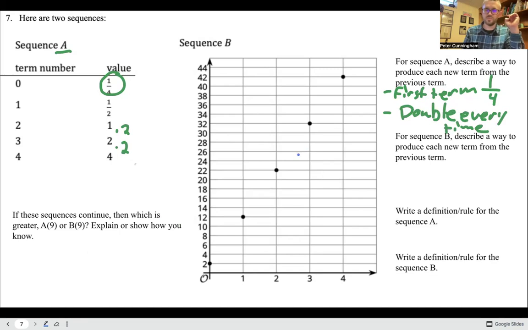All right, sequence B. How about let's make sequence B blue. Describe a way to produce each new term from the previous term. Now I'll circle 2. Say, instead of first term, I'll just say start at. Either way works. Start at 2.